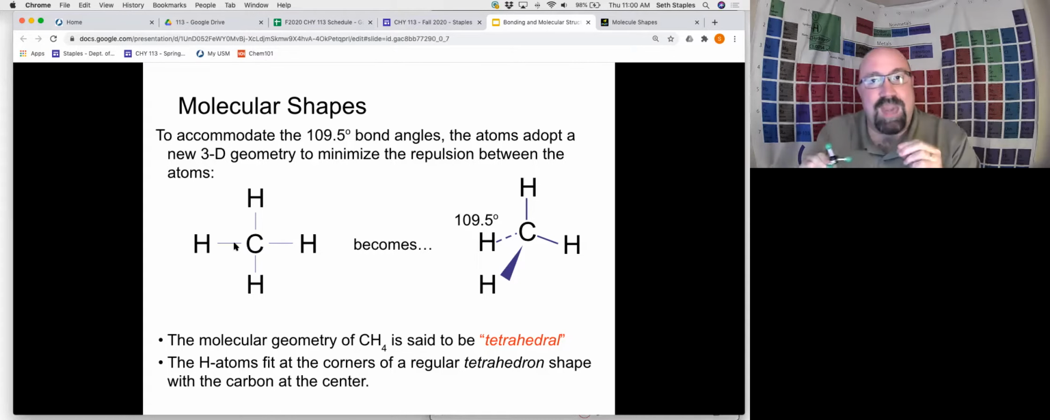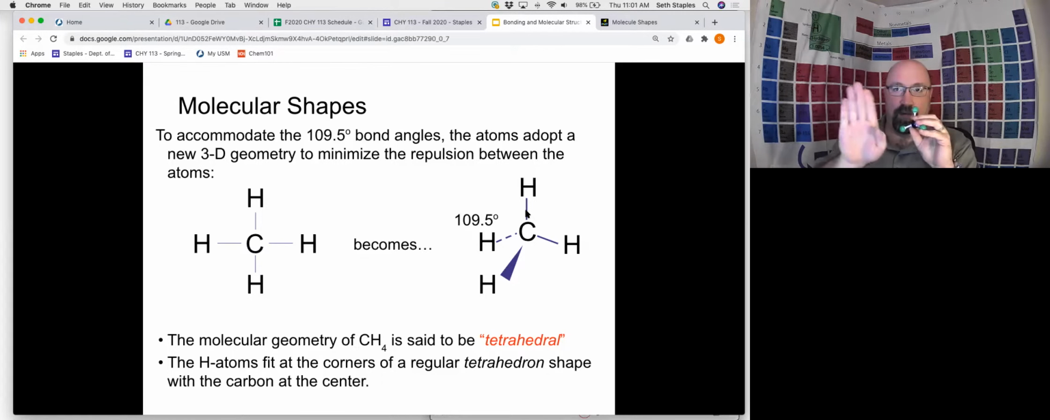And so the way that we actually visualize that on paper, the way that we write that on paper, is by using what we call a dash and a wedge drawing. And so the way that the dashes and wedges work is, you can sort of visualize the plane of the paper, of the board, whatever you're working with. Anything with just a standard line is within that plane.